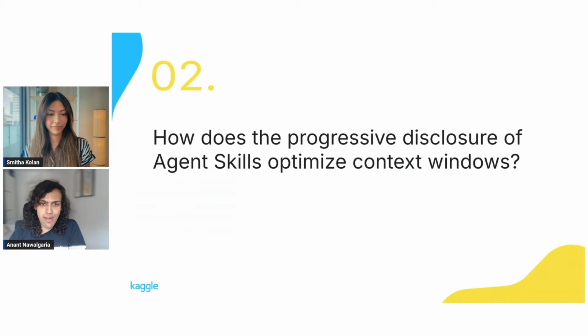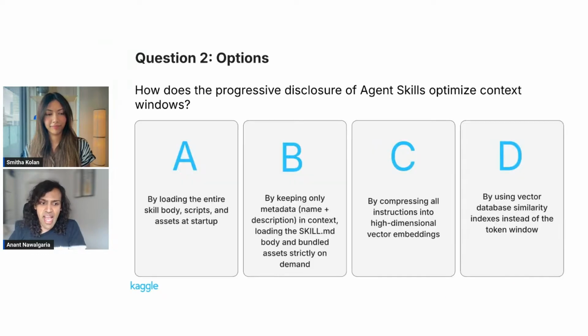Let's move on to the next question. How does the progressive disclosure of agent skills optimize context windows? Is it through A, by loading the entire skill body, scripts and assets, B, by keeping only metadata in context and loading the skills.md strictly on demand, C, by compressing all instructions into vector embeddings, or D, by using vector database similarity instead of token window? The correct answer, think about it, we discussed it a lot. The correct answer will be shown in 3, 2, 1, and it's B. We discussed it a lot. It's more about on-demand loading and routing and all of those things we discussed earlier.